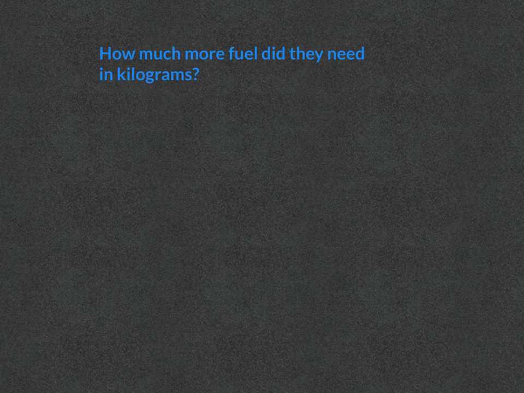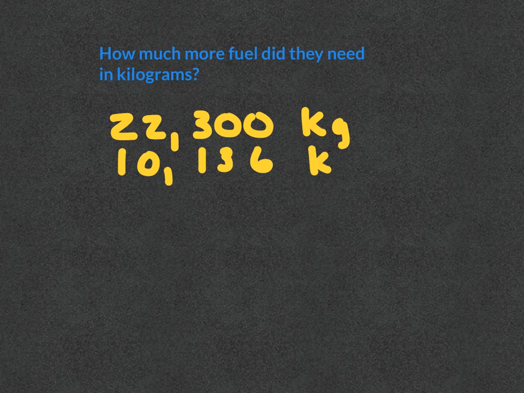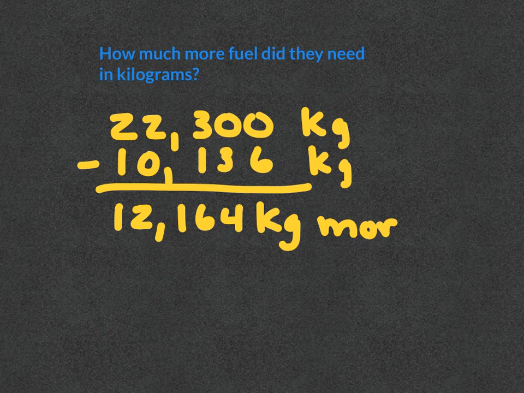One last question of the day. How much more fuel did this poor plane, Flight 143, need in kilograms? Well, it required 22,300 kilograms, and it was fueled with 10,136 kilograms. If we subtract them, right, we find out that they needed 12,164 kilograms more. Yikes. That's pretty terrible.